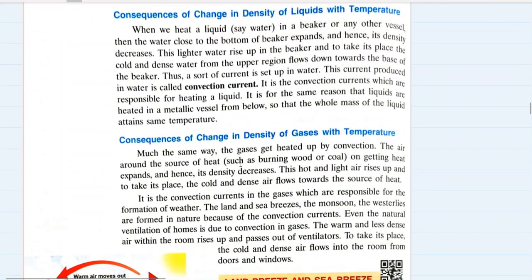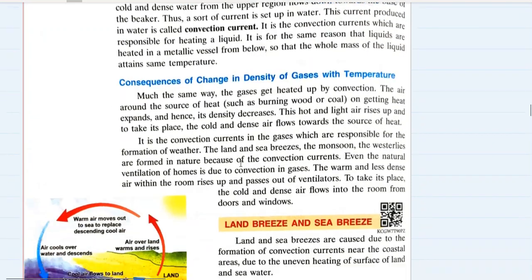Now, what are the consequences of change in density of liquid with temperature? When we heat a liquid in a beaker or any other vessel, the water close to the bottom of the beaker expands, and hence its density decreases. This light water rises up in the beaker, and to take its place, the cold water from the top flows down to the base of the beaker, and a sort of convection current is set up in the water. These convection currents are responsible for heating the liquid. And for the same reason, liquids are heated in a metallic vessel from below, so that the whole mass of the liquid attains the same temperature very quickly.